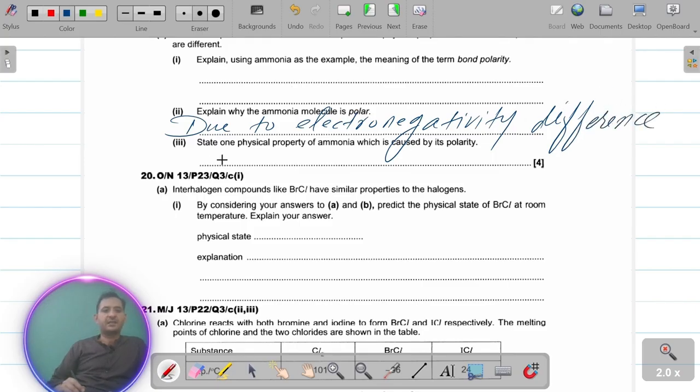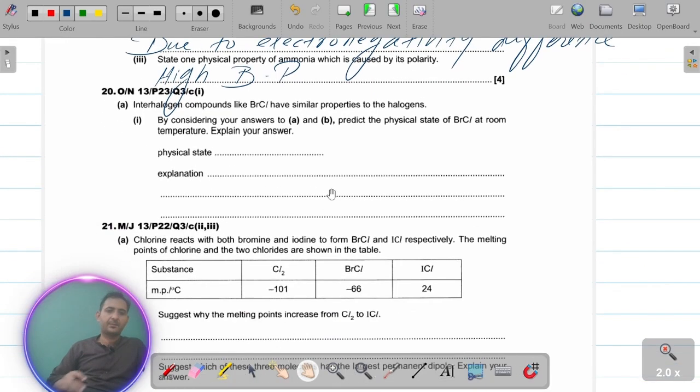Okay. State one physical property of ammonia which is caused by its polarity. What is a physical property? It's a gas. It has a high boiling point, as compared to neighboring molecules.